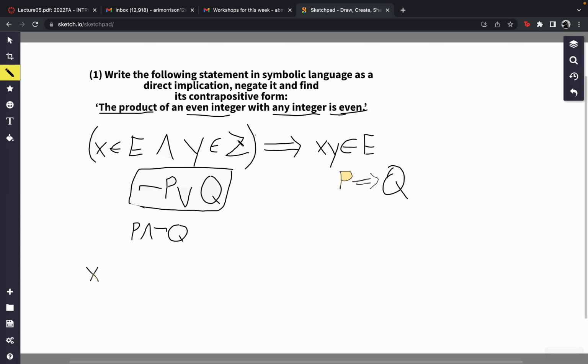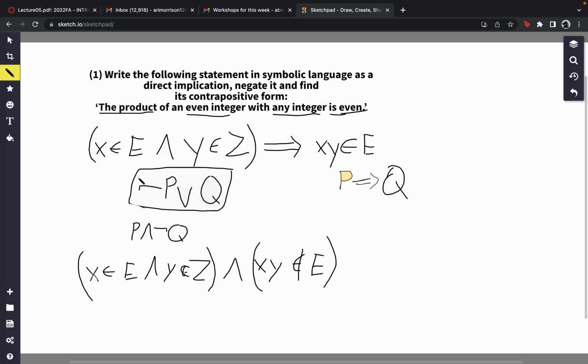That's what this is. So we're keeping our P, which is x is even and y is an integer, and not Q. And xy is not even. Or you could say xy is odd. Both are correct. And we could see how this is a negation. This is the opposite of our initial statement, basically.